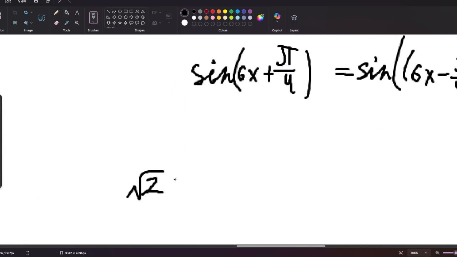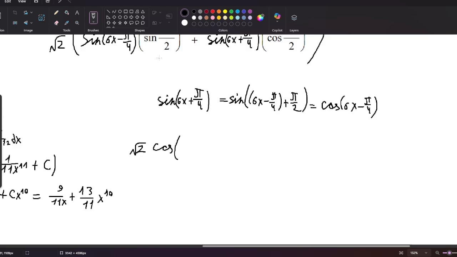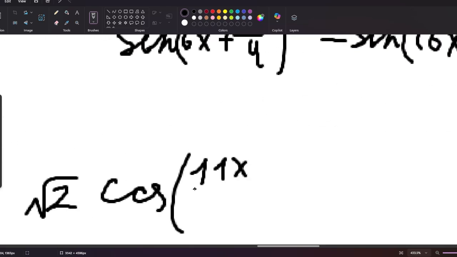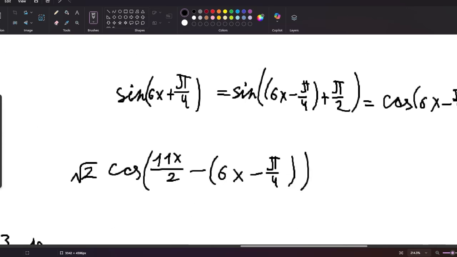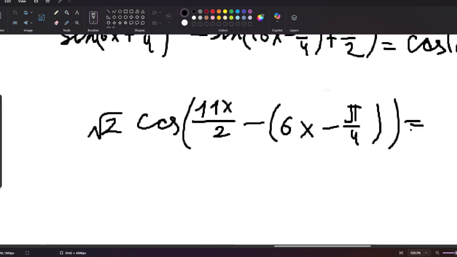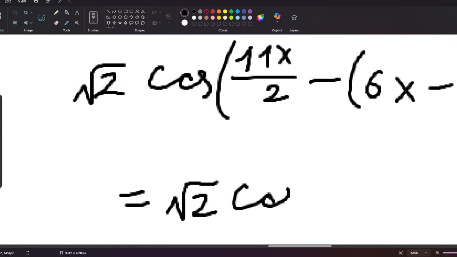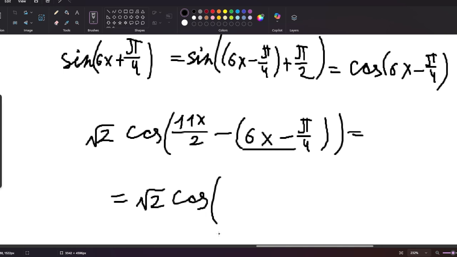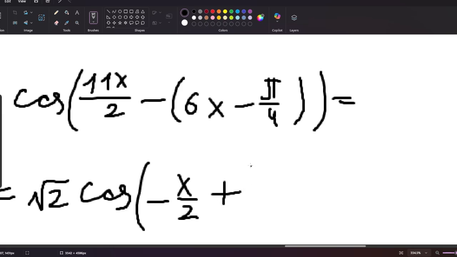So in the end we have a root of 2 times cosine. The difference is going to be 11x over 2 minus 6x minus pi over 4, and we're closing the brackets. Okay, now let's do some manipulations to this. 2 cosine of, okay, minus 6x is going to be minus x over 2 and plus pi over 4.